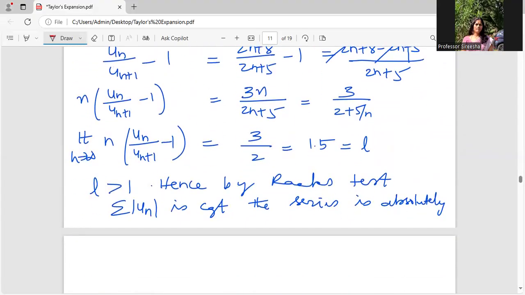Here the test is not important. What I should write clearly is absolutely convergent. That is absolutely convergent. The given series, alternating series, is absolutely convergent. That I will highlight, not to lose marks.